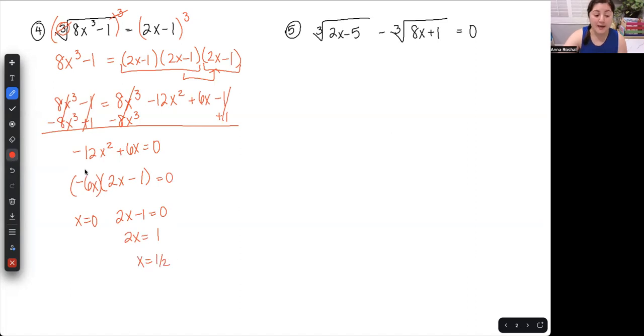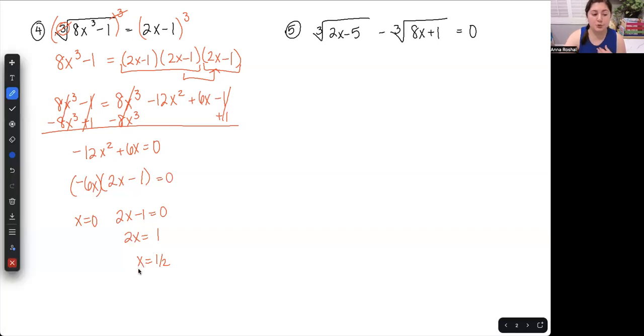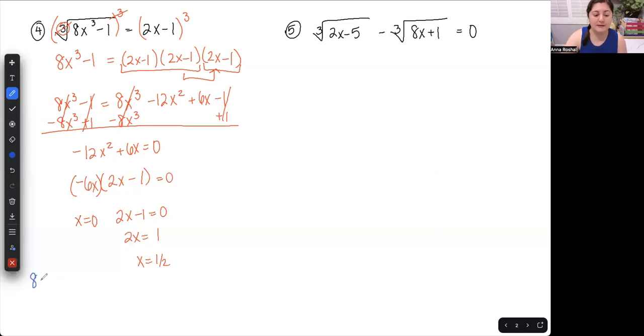We will check both of them just to make sure that both of them are actually accurate. So I'm going to take 8 times 0 to the third power minus 1, and then take the cube root of that. Well, this just ends up being nothing, so the cube root of -1 is -1. And does that equal 2 times 0 minus 1?